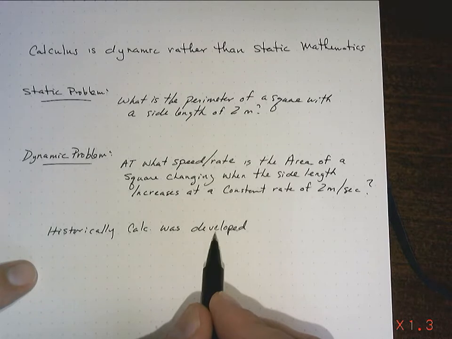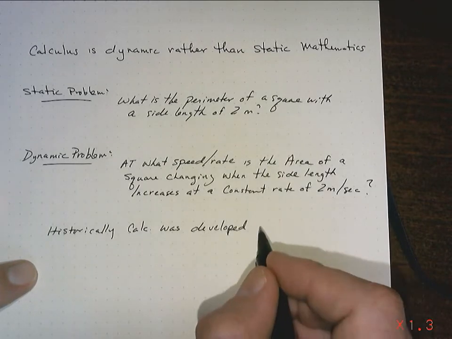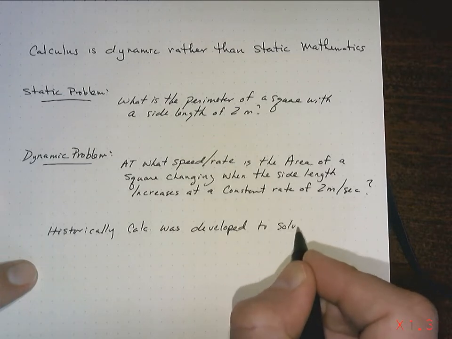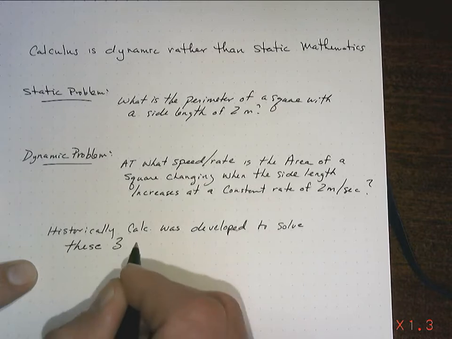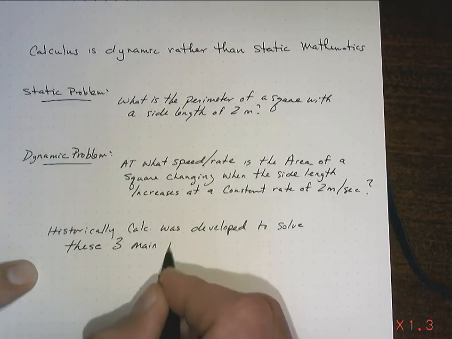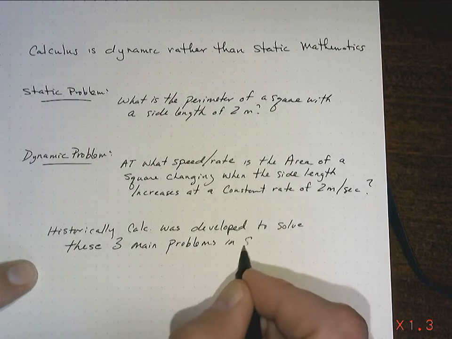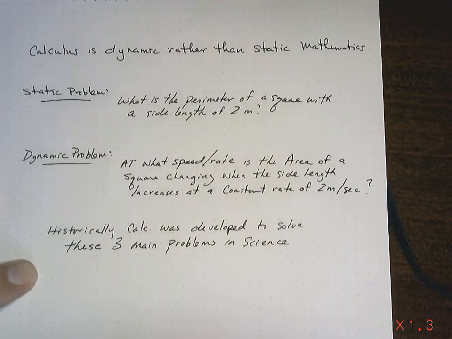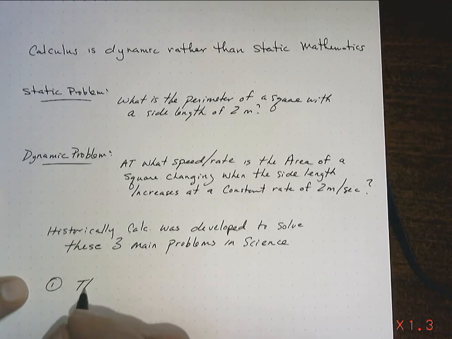So historically, it was developed. So notice I'm sitting on the fence here. I'm not saying it was invented. I'm not saying it was discovered. But the methodology of calculus was developed. It was developed to solve these three main problems in science. Number one, the tangent problem.